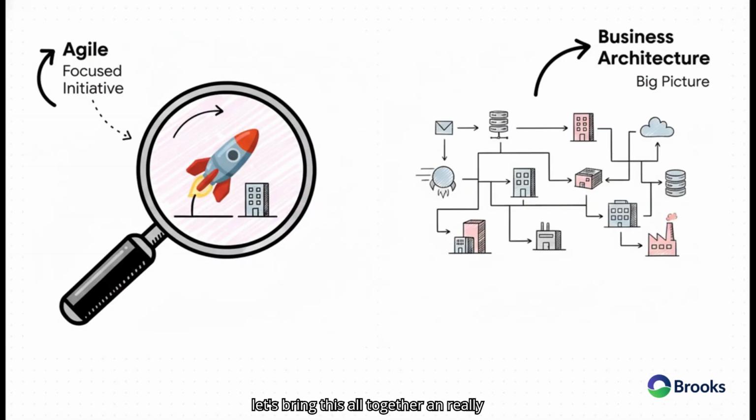So let's bring this all together and really drive the point home by comparing two of these perspectives side by side. The Agile perspective, right? It's laser focused on a specific product, and its goal is speed and adaptability. The business architecture perspective, on the other hand, is focused on the entire enterprise, and its goal is strategic alignment. See the difference? Neither one is better. They are simply different blueprints for totally different kinds of challenges.